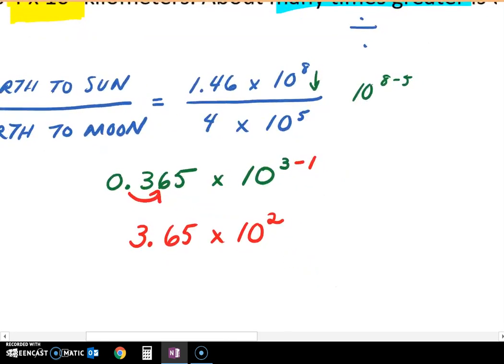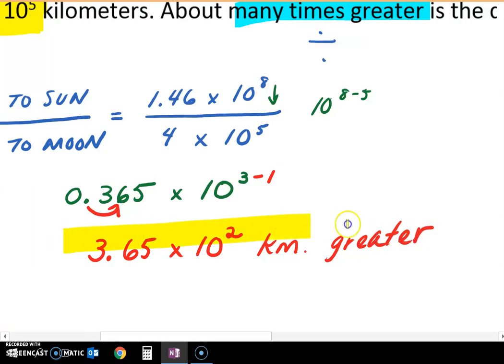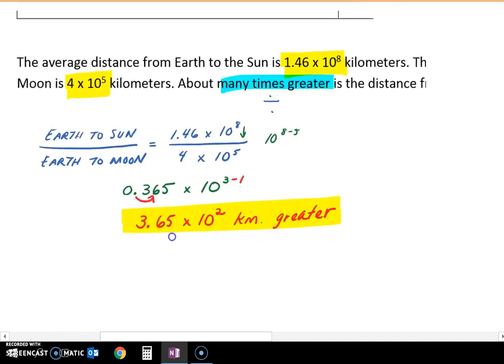And because the question is asking about distance, I am going to also include kilometers greater. So this is my final answer. I'll zoom out for you a little bit so you can see that.